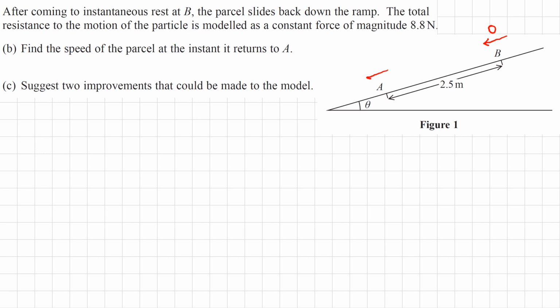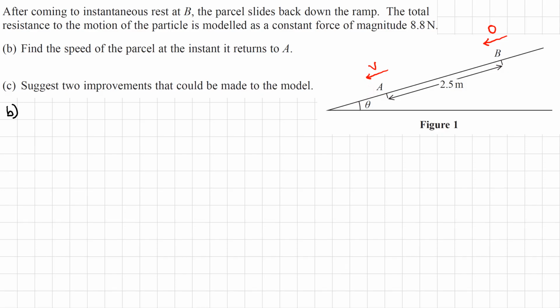At A, its velocity is V, which we want to find, and it doesn't say anything about using the work energy principle. So I guess if you can solve this using SUVAT, you can, but it's probably easier doing the work energy principle here.